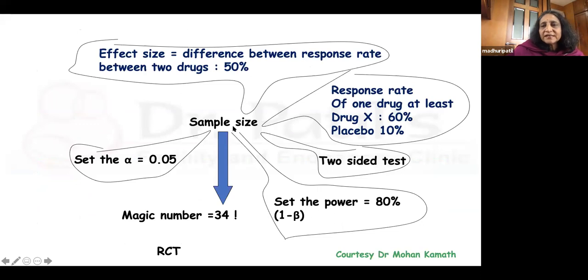So if you take a study, suppose we're talking about an ovulation induction drug, and we take letrozole. And suppose the response rate, that is the ovulation induction rate, is 60%, and when you're giving a placebo, it is 10%. So what is the effect size? It is 60 minus 10, and that is 50%. So what you basically need to give the statistician is this, and it is basically a two-sided test. And usually the power is set to about 80%, and the alpha is usually 0.05.